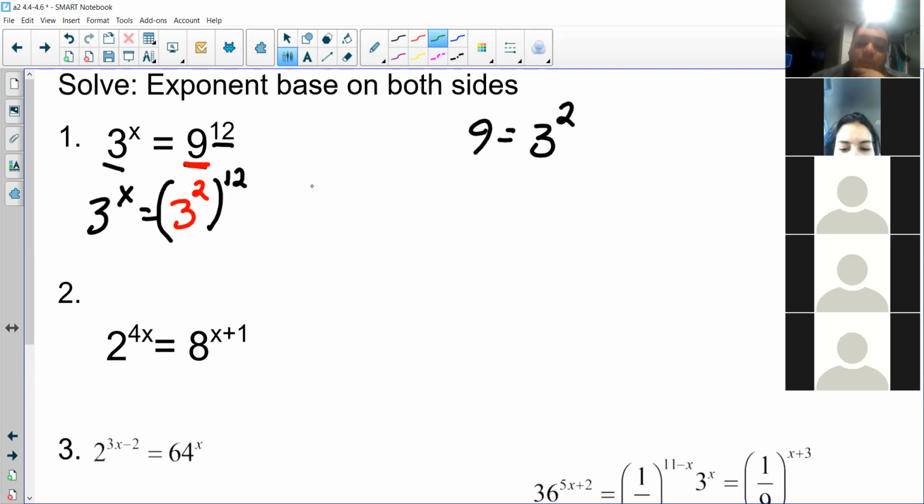Okay. Now, does anyone remember, what do you do when you have an exponent to an exponent? What do you do to those exponents? Multiply them. Good, Ella. You multiply them. So 2 times 12, what do you get? 24. Good. 3 to the x equals 3 to the 24. Now, this is why we turned it into a 3. Since the bases of the 3's are exactly the same, I can cross them both out.